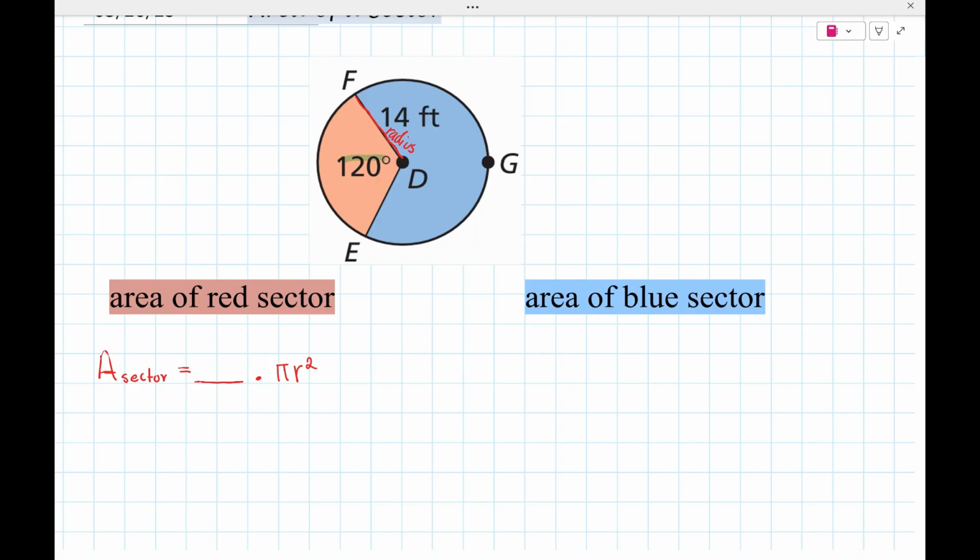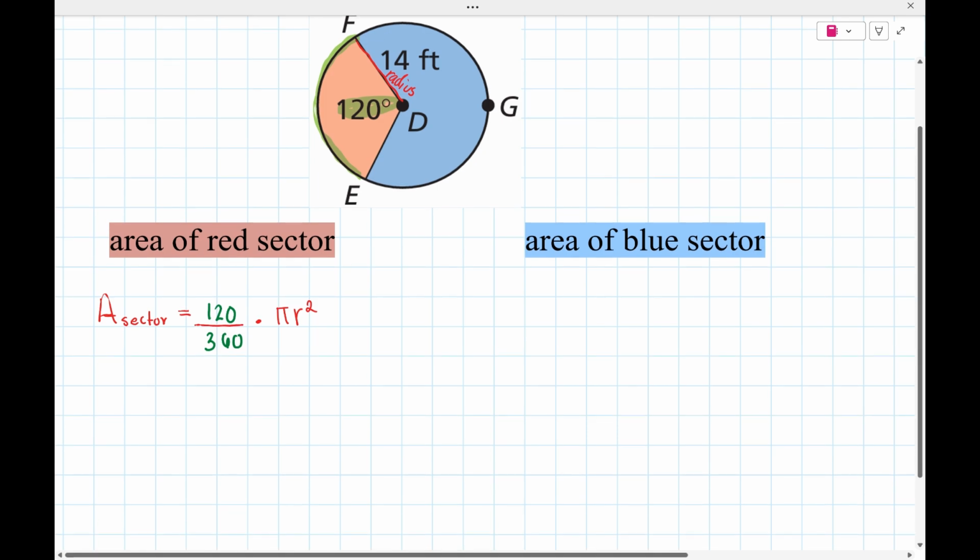And the measurement of that central angle is the measurement of that arc. The arc that I highlighted in green would be 120 degrees. So out of the 360, I only want 120 degrees. Let's replace the r with 14, and we'll square our radius.